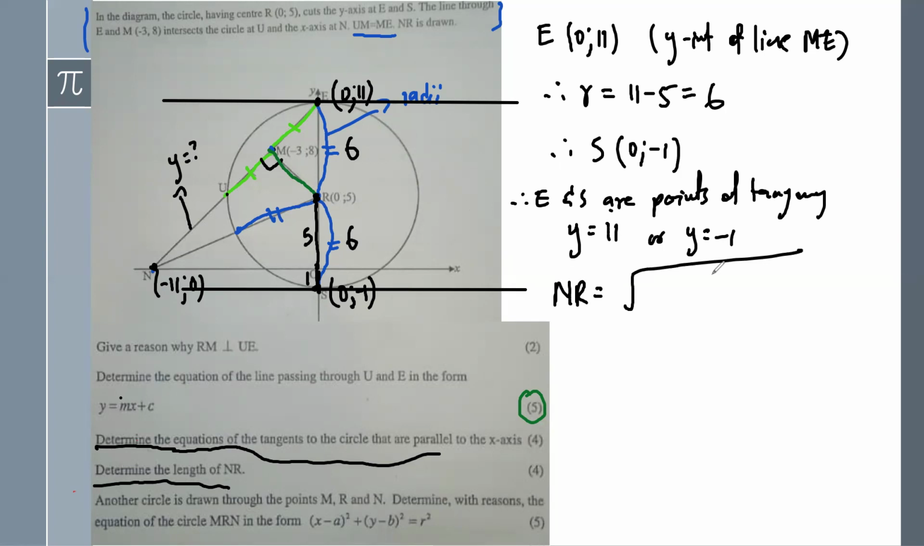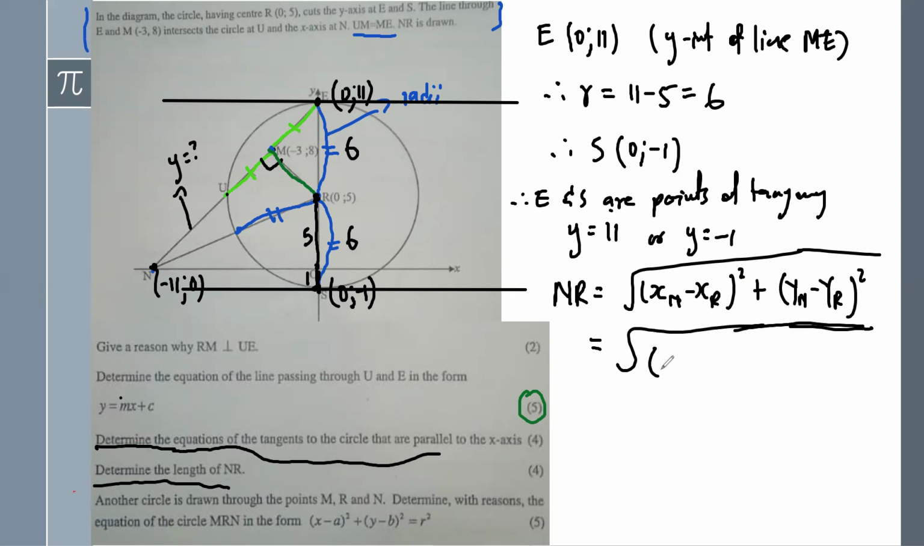So the distance formula says change in x. So the x value at N minus the x value at R, square that, plus the change in y. The y value at N minus the y value at R, square that. That's what it is. And we can just keep this under the square root and just substitute. This is minus 11. Obviously, that's a 0. And what is y at N? That's a 0 minus a 5.